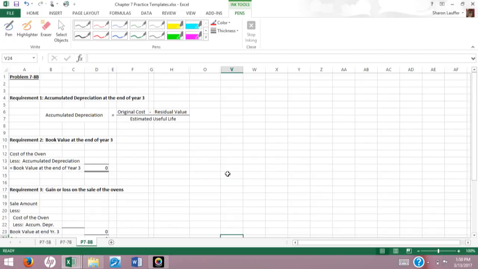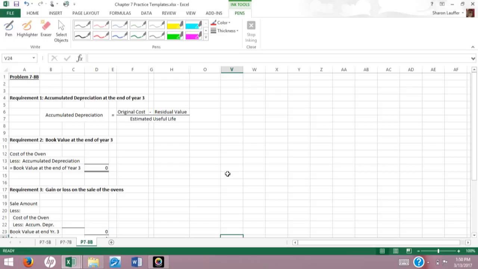So the instructions on page 367 say New Delhi is in the process of closing its operations. It sold its 3-year-old ovens to Sicily Pizza for $341,000. The ovens originally cost $455,000 and had an estimated service life of 10 years and an estimated residual value of $30,000. New Delhi uses straight line depreciation for all equipment, which makes it a little bit easier because straight line is the simplest way we can do this.